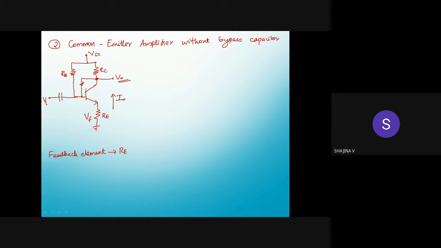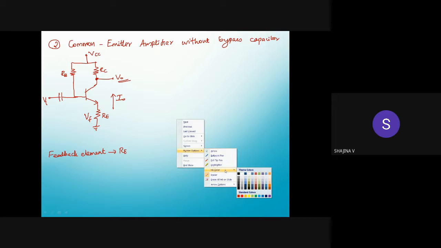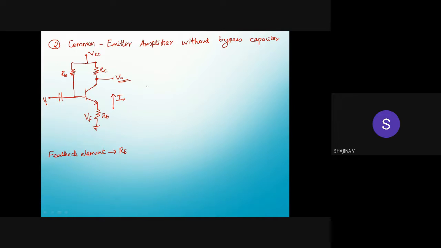I am saying this to help you understand the topology. In this case we are taking feedback from here, that is from the output loop, not from the output point. From this output loop I am taking the feedback value. That means the sampling here is current sampling, because we are taking feedback from the output loop, not from the output node.